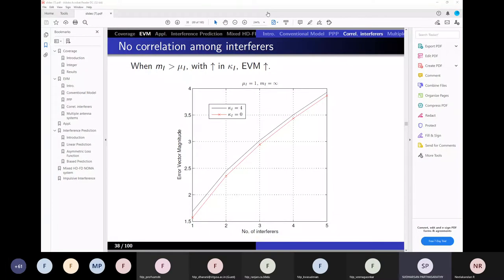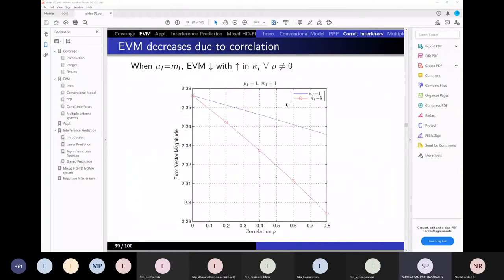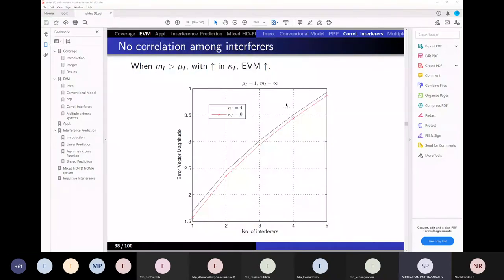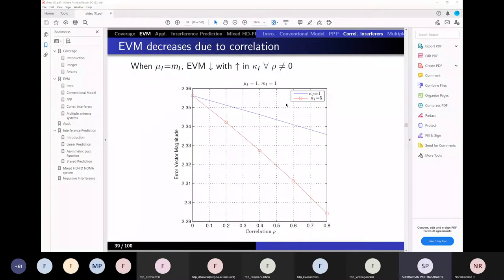And another case is the red curve, where mu I equals 1, kappa I equals 0. So your line of sight in the interference is weak. Okay, so the EVM will be high for kappa I equal to 4, because the line of sight in the interference is strong. So your error is going to be more. So your EVM will be high when kappa I equals 4, which means a Rician line of sight factor of 4.